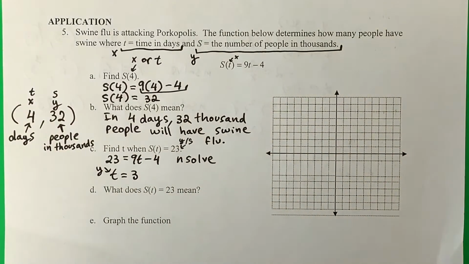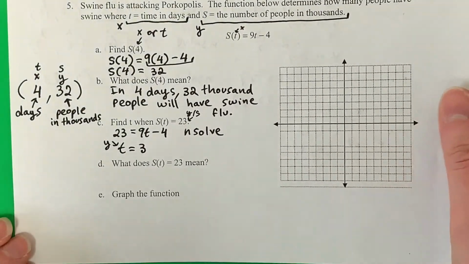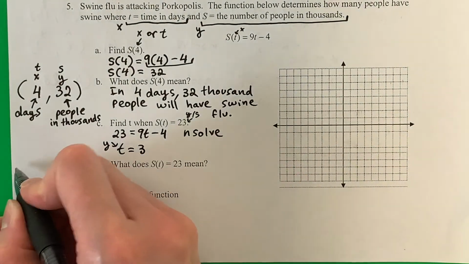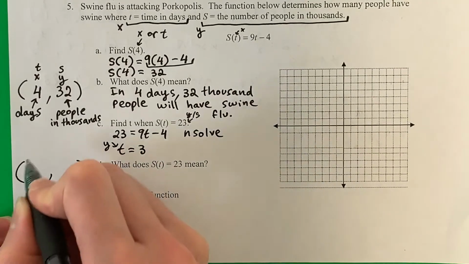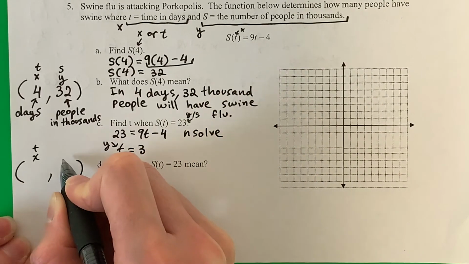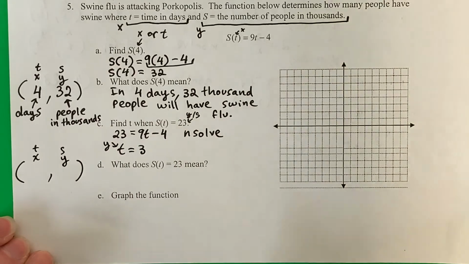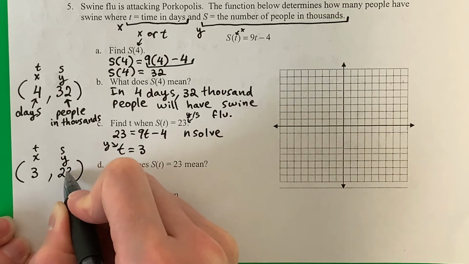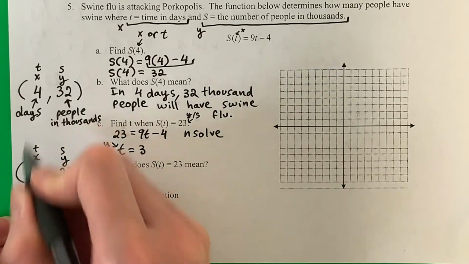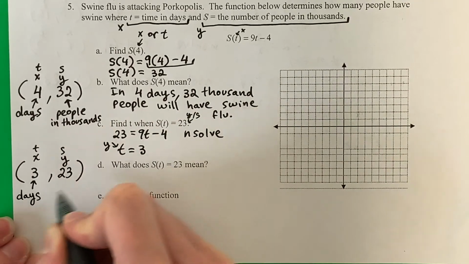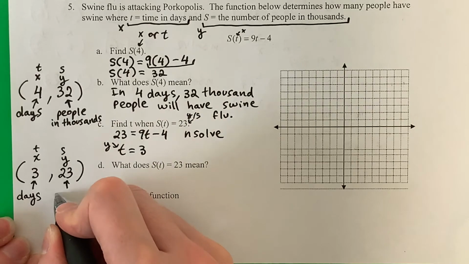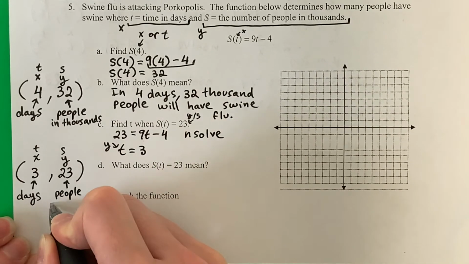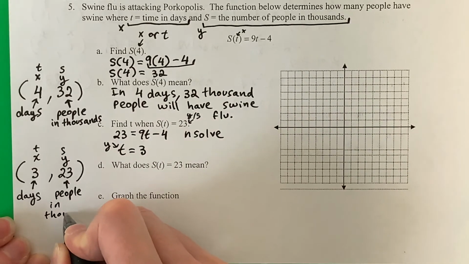Okay, so here they want to know what it means. So I'm going to go ahead and write my information here. So remember, I have x or t first, and I have y or s second. T is 3, and y is 23. And remember, t is days, and s is people in thousands.